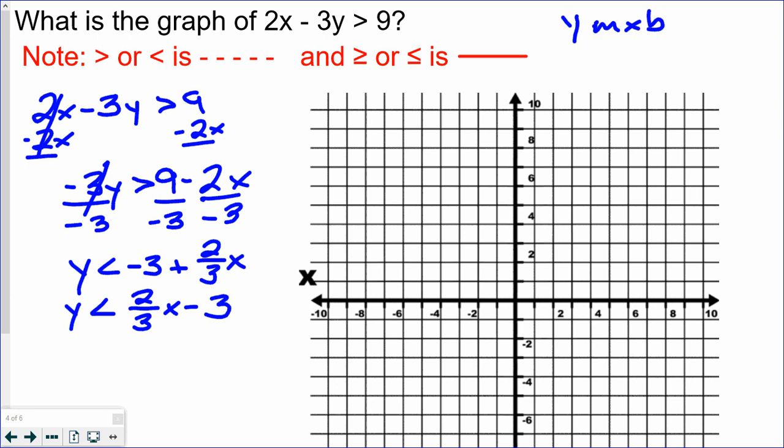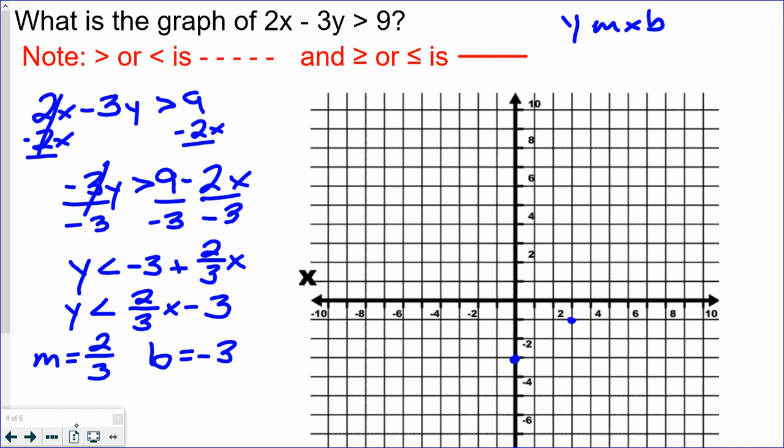But you could leave it the other way. All right, so we've got a slope of 2/3, so that's a rise of 2 and a run of 3. And we have a y-intercept of negative 3. So I go to negative 3 on the y-axis, and I'm going to rise 2 and run 3. 1, 2, 3.